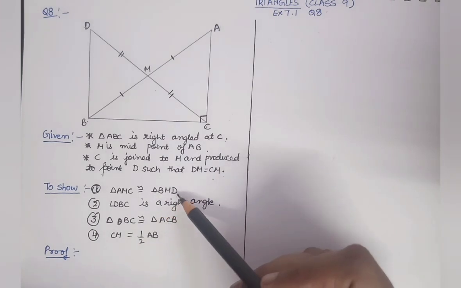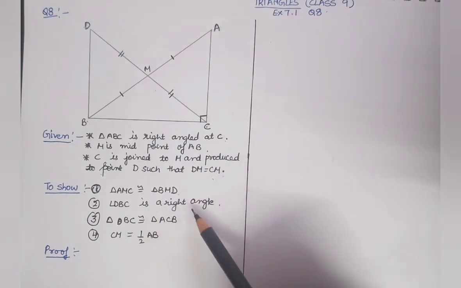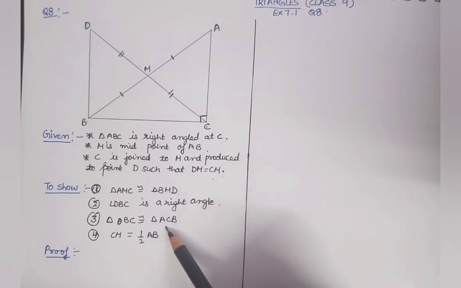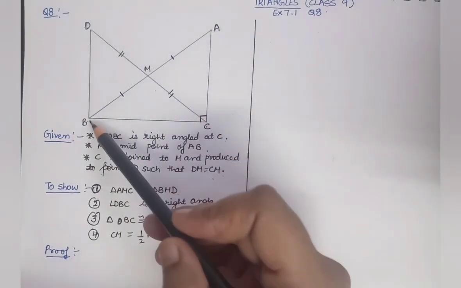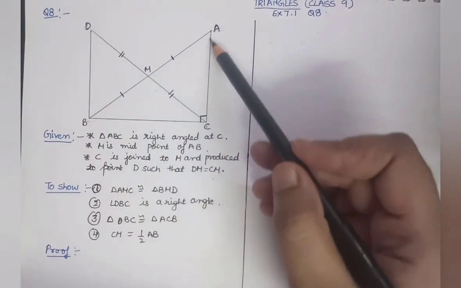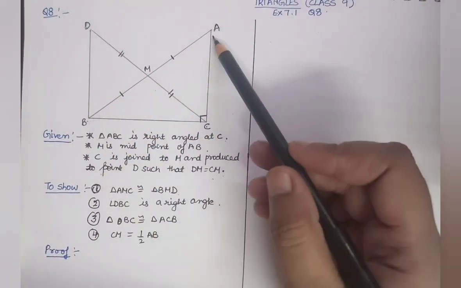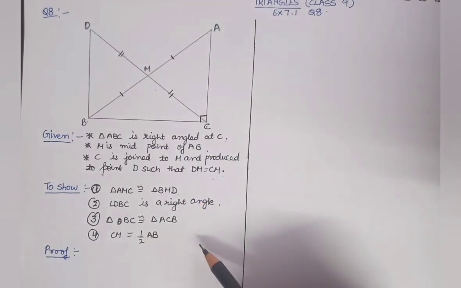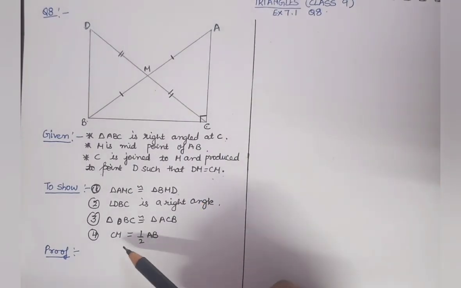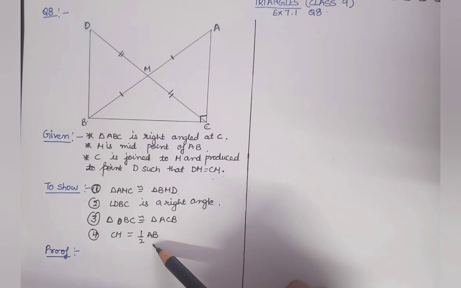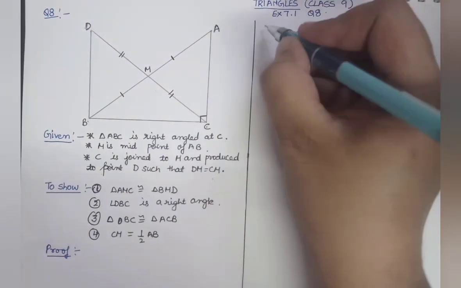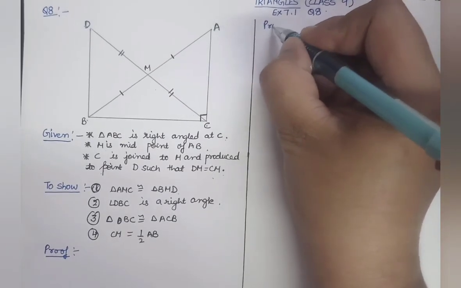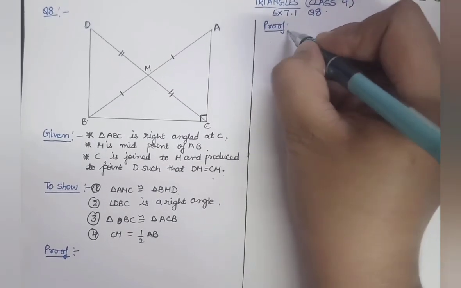that triangle AMC is congruent to triangle BMD. Second, angle DBC is a right angle. Third one, triangle DBC is congruent to triangle ACB. We will be seeing and analyzing all these parts one by one. And the last one says CM is equal to half AB. So let us start with our proof, and in the proof first of all we will consider the first part that we are supposed to prove.